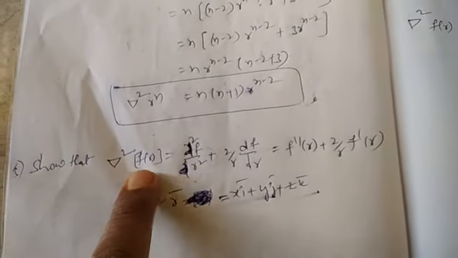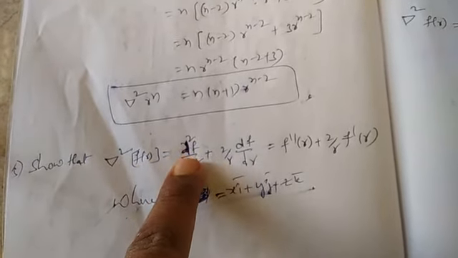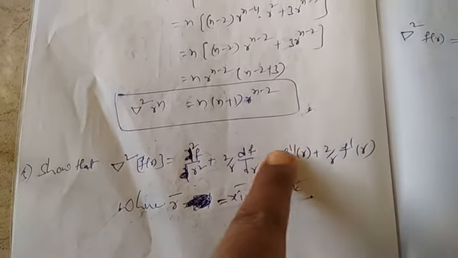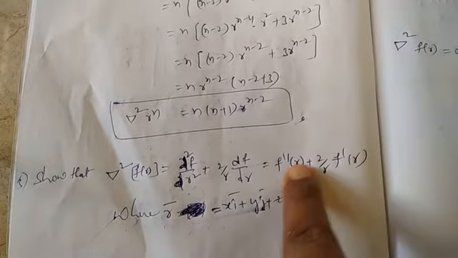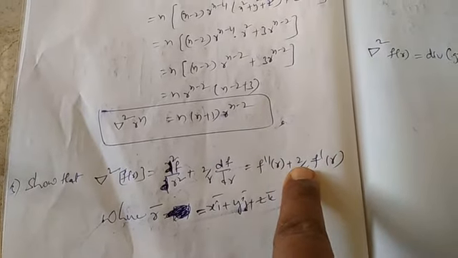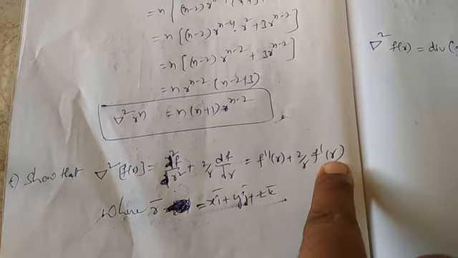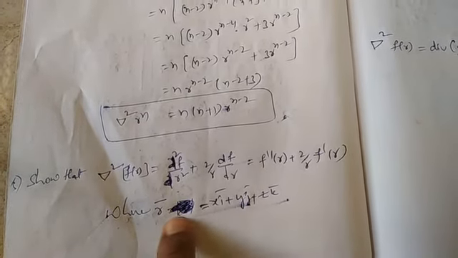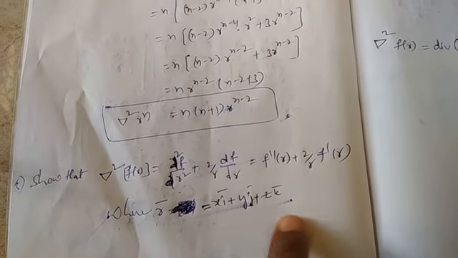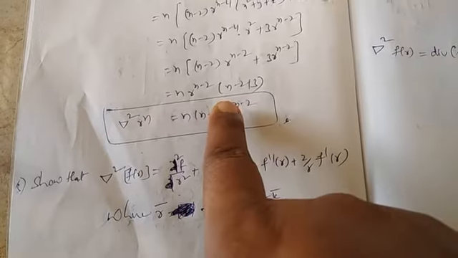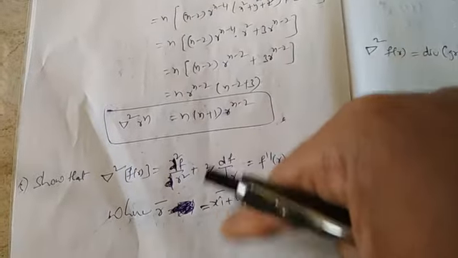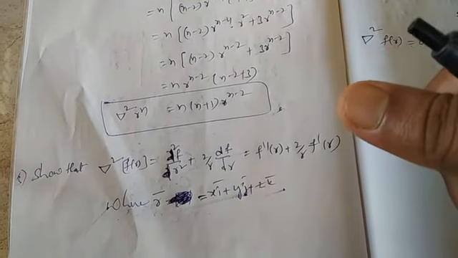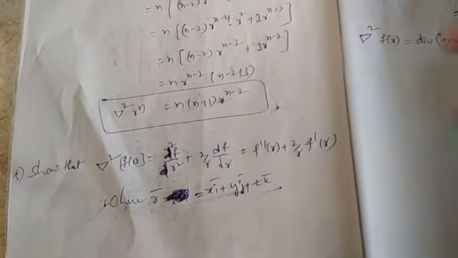Now look at the second one. Show that del square f of r equals d square f by dr square plus 2 by r into df by dr, otherwise written as f double dash of r plus 2 by r into f dash of r, where r is the position vector xi plus yj plus zk. R square equals x square plus y square plus z square, that we discussed for the previous one. Now the same relation we are going to use here: dou r by dou x is x by r, dou r by dou y is y by r, dou r by dou z is z by r.